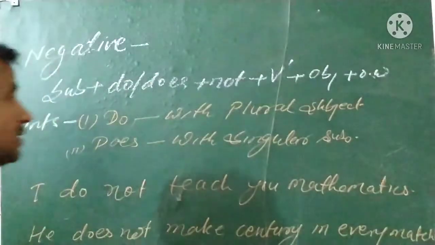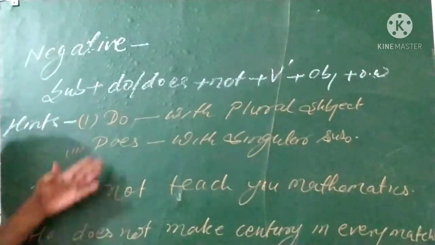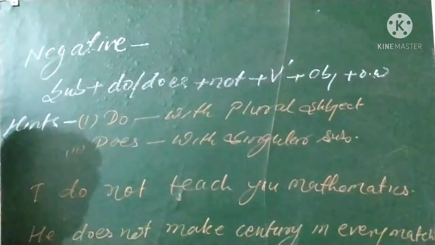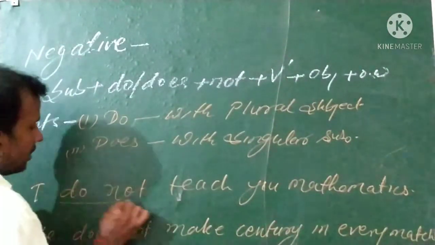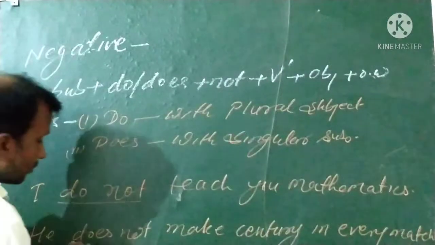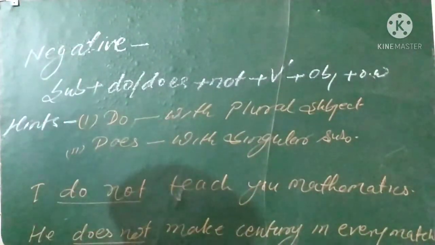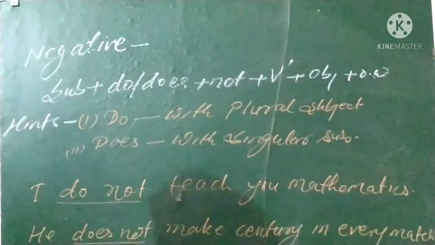और सभी मैचों में सेंचुरी नहीं बनाता है. This is the negative sentence. Student, just you have to remember that with the plural you have to use do not and with the singular does not only. This is the key point of negative. Okay?